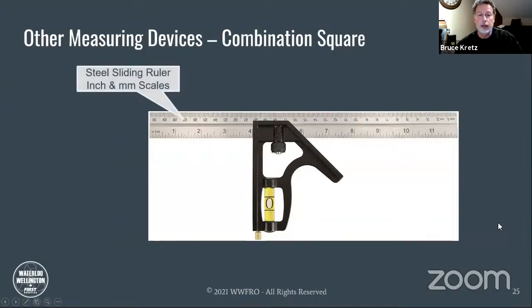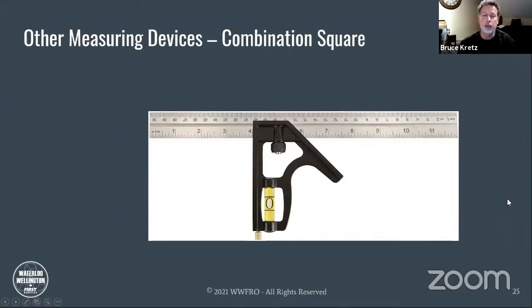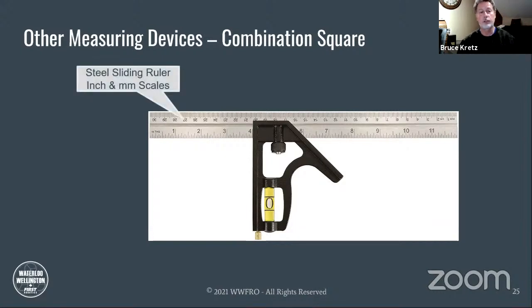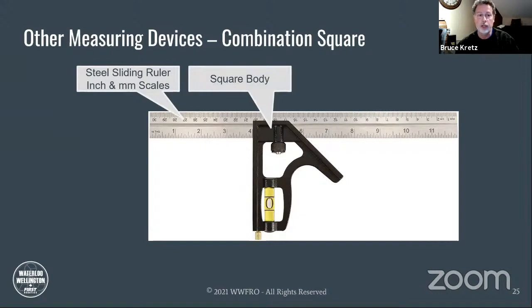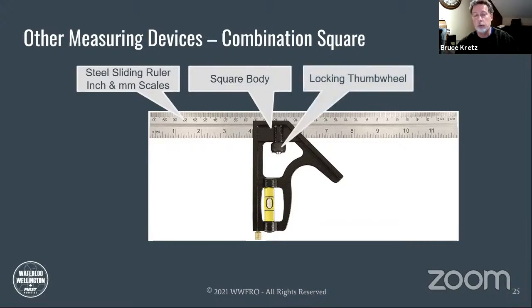Now, handy little device, the combination square. You'll see these, and there's a number of things that you can use these for. This particular one has a steel sliding ruler, and it's in inches and millimeters. Centimeters, actually, more correctly. The square body, a locking thumb wheel so that you can lock the body onto the steel rule at a specific dimension, in this case at 4 inches.